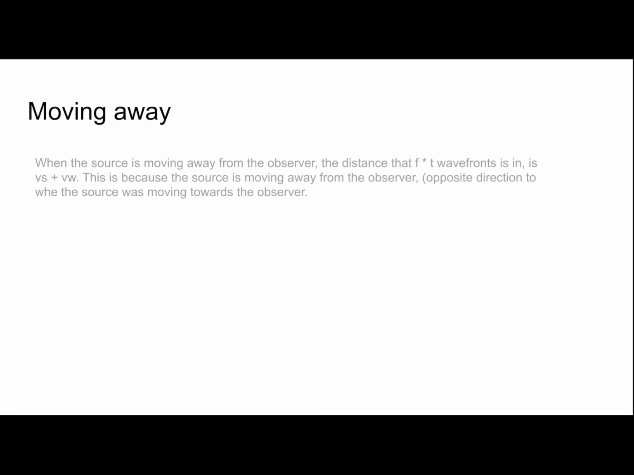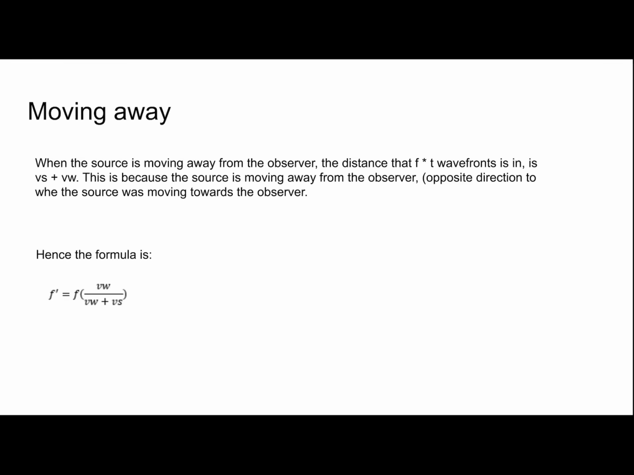Alright, so what about if we're moving away from the observer? What if we're going the other way? When the source is moving away from the observer, the distance that the f times t number of wavefronts are in will be Vs plus Vw, because the source is moving away from the observer. So it's the opposite direction to when the source is moving towards the observer, so it becomes Vs plus the speed of the wave. That will be the distance. Hence, the formula is f dash, the observed frequency, equals the actual frequency times the speed of the wave divided by the speed of the wave plus the speed of the source.